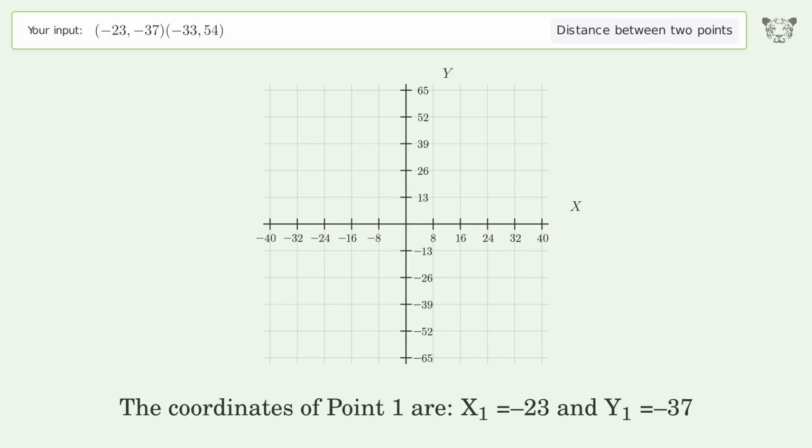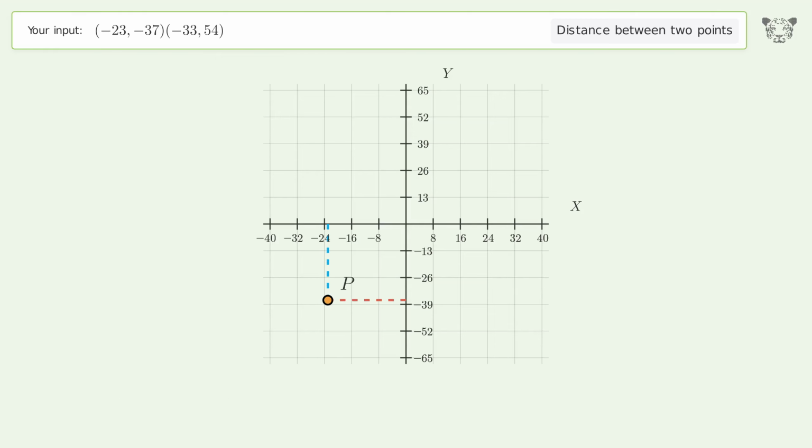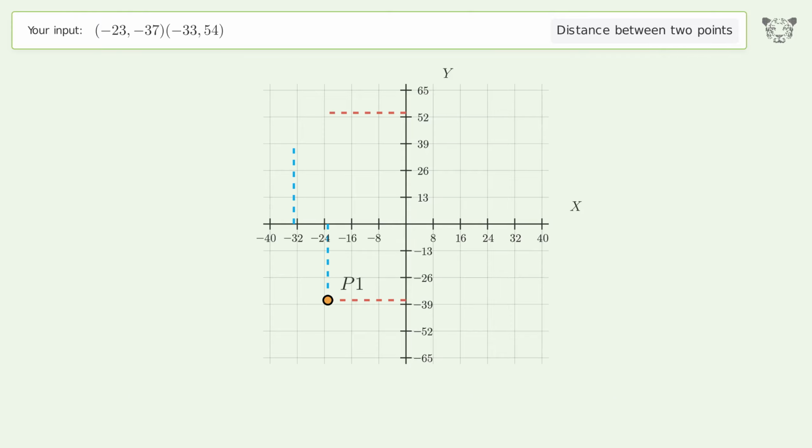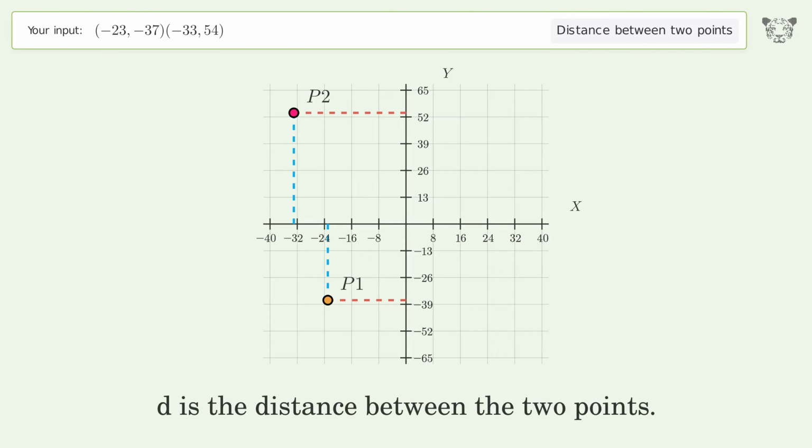The coordinates of point 1 are x1 equals -23 and y1 equals -37. The coordinates of point 2 are x2 equals -33 and y2 equals 54. D is the distance between the 2 points.